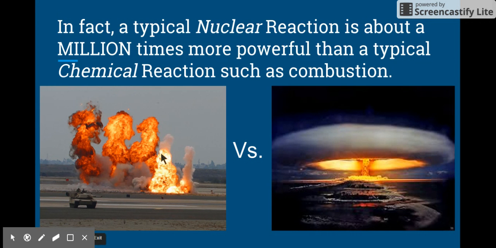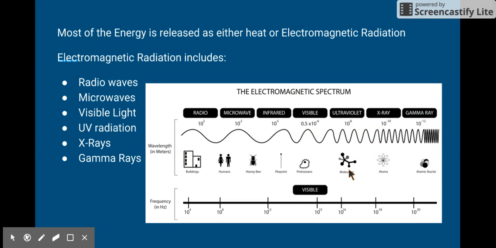In fact, a typical nuclear reaction, such as fission or fusion, releases about 1,000,000 times more energy than a typical chemical reaction, such as combustion, like when you burn firewood, or like here on the left, if you detonate a TNT bomb, versus on the right with a fusion reaction, a hydrogen bomb. Most of the energy released is either heat or electromagnetic radiation, sometimes called EM radiation.